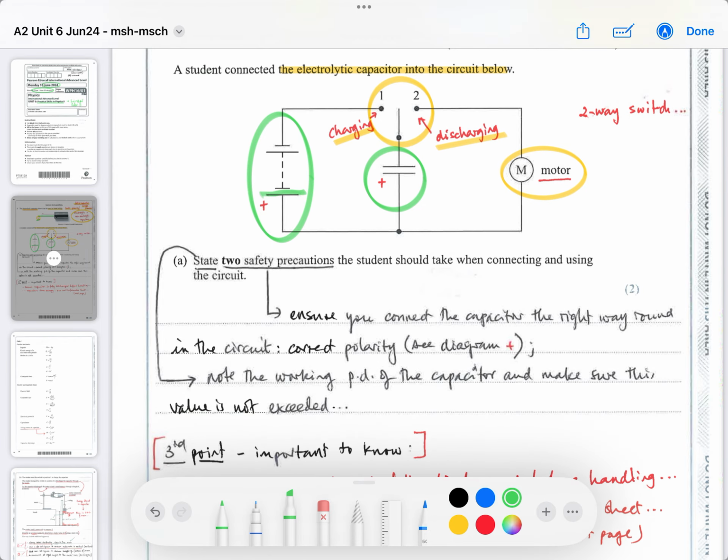The question asks, state 2 safety precautions that the student should take when connecting and using the circuit. When connecting, ensure you connect the capacitor the right way around in terms of the polarity. That's what I just went through. So that's the connecting part.